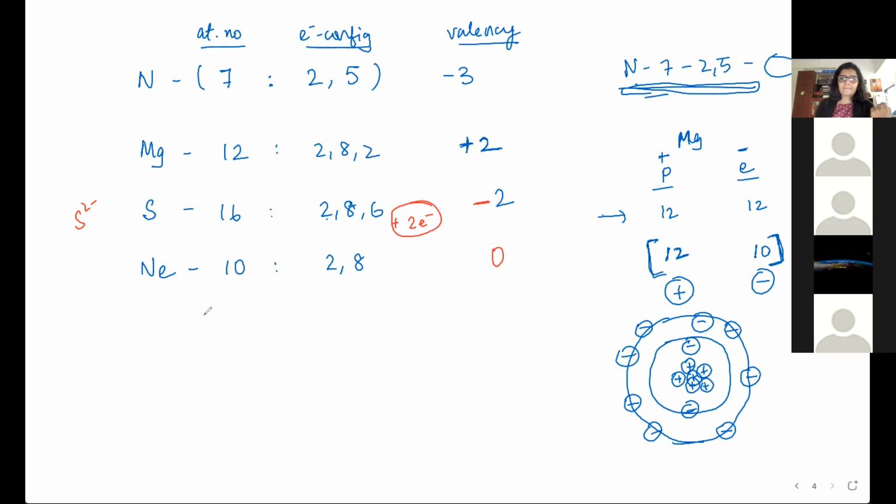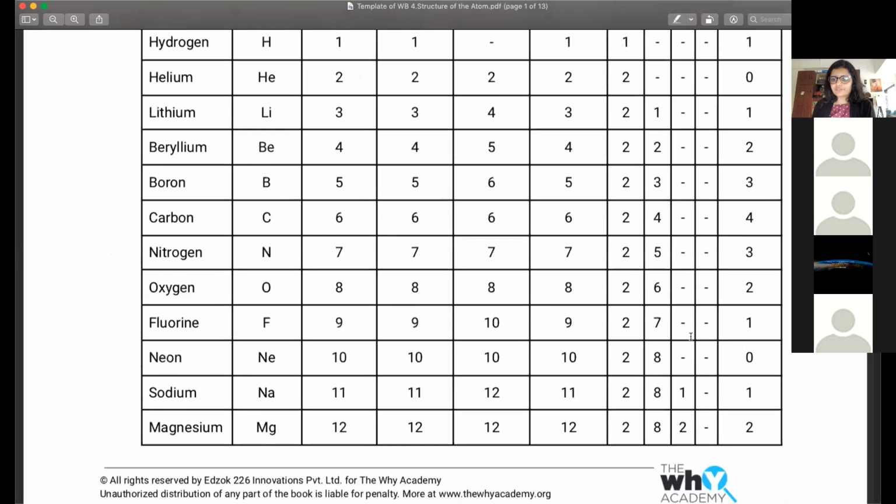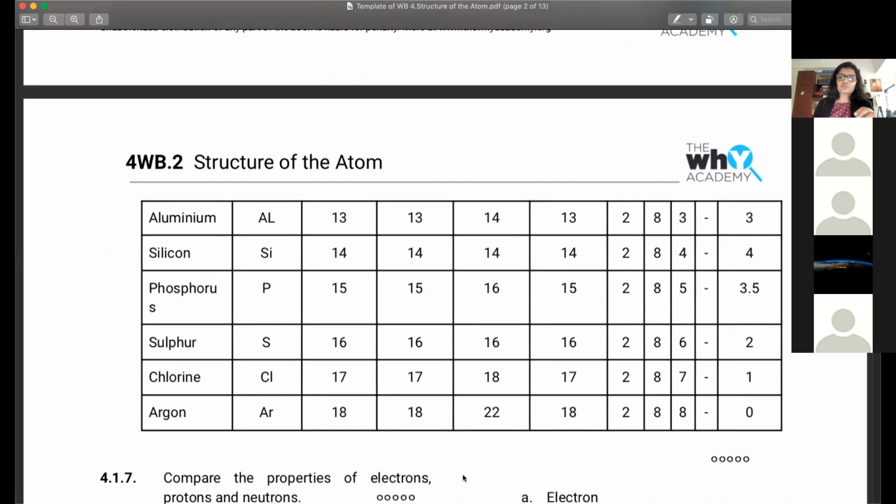Ma'am, I have a doubt. In this element table for phosphorus, it is given that valency is 3.5, but how can it be 3.5? Oh, it's not like that. It should be 3, 5. This is a typo. Phosphorus shows valency of 3 and 5.